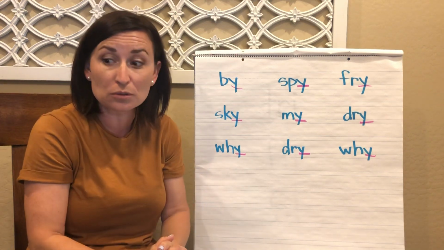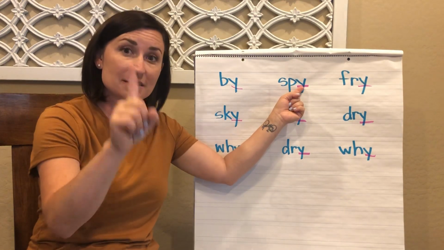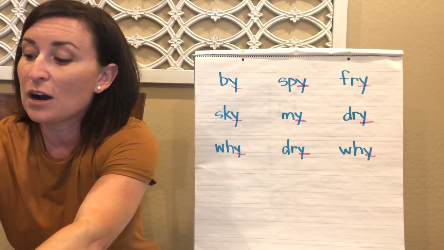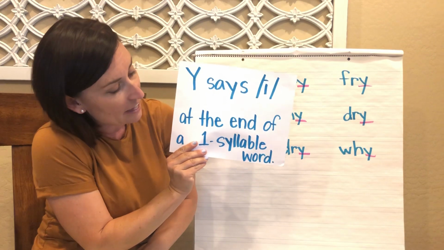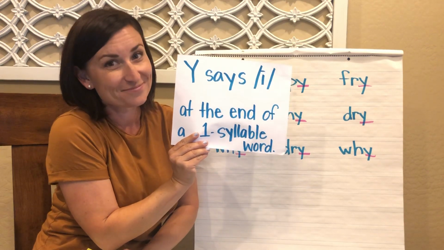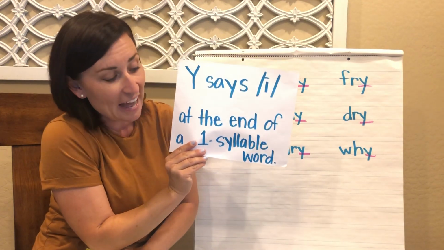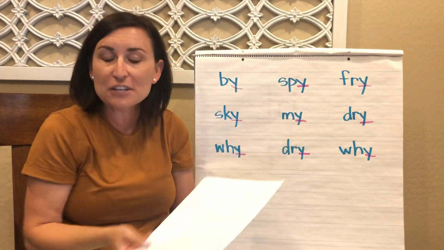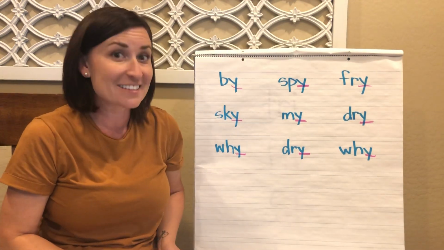I want to tell you a rule about the Y. Whenever you see a Y in a 1-syllable word, it says the I sound. So that brings me to a rule that you need to know. Y says I at the end of a 1-syllable word. Now you say it. Let's say it together. Y says I at the end of a 1-syllable word. Excellent. So whenever you see a Y and you know it's a 1-syllable word, at the end it says I.